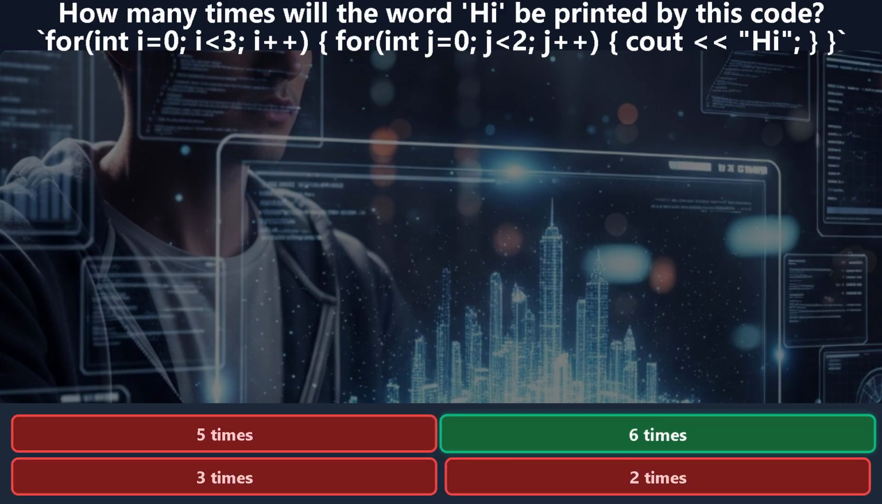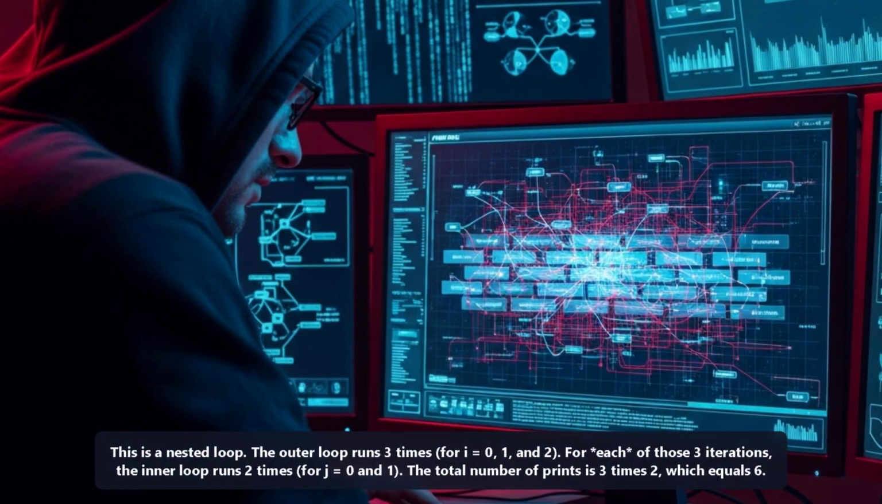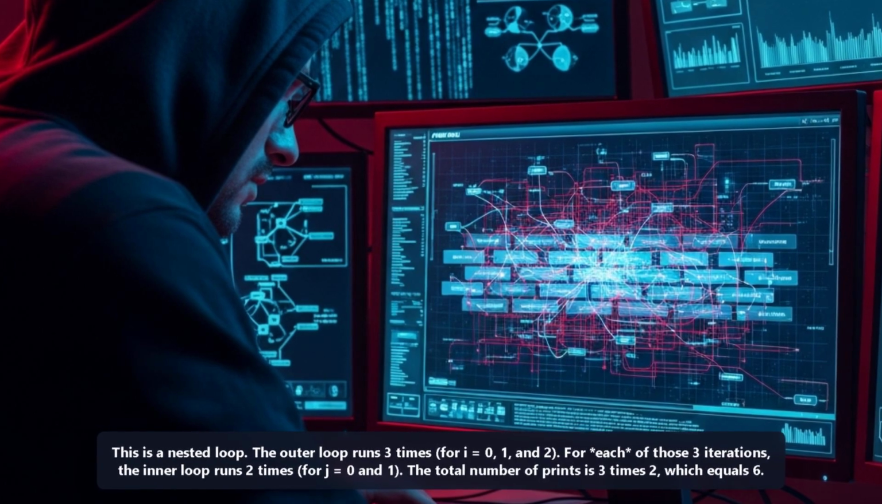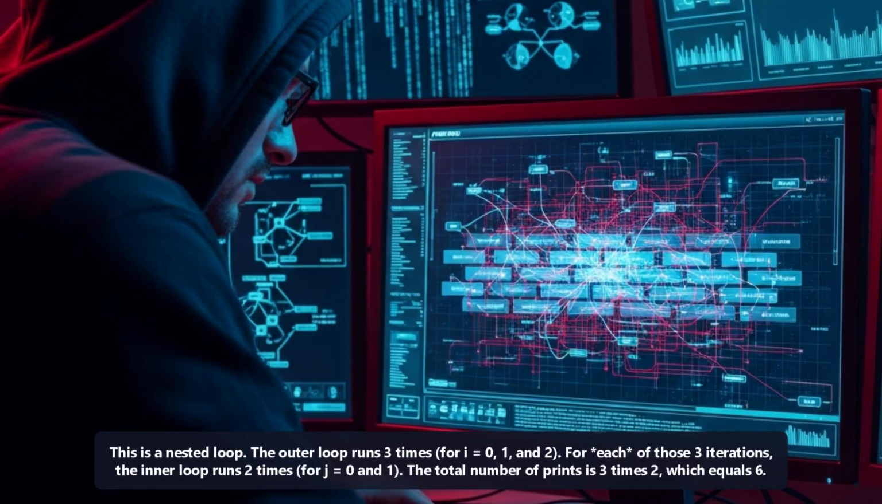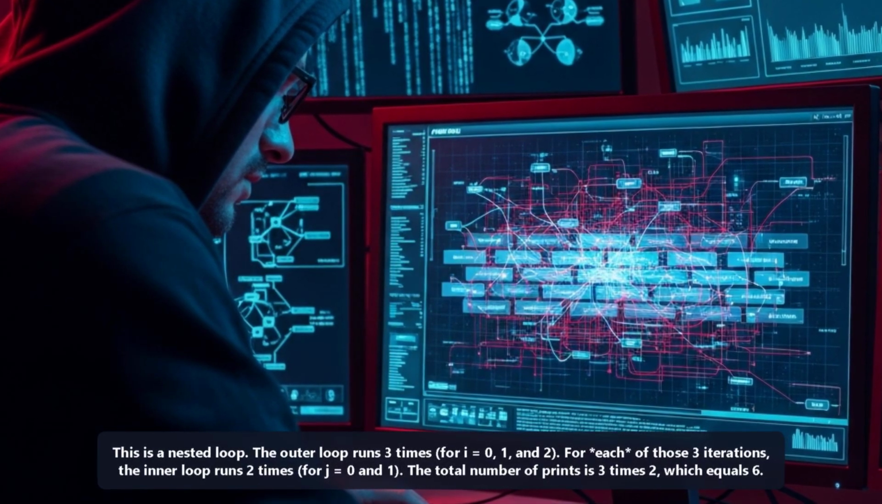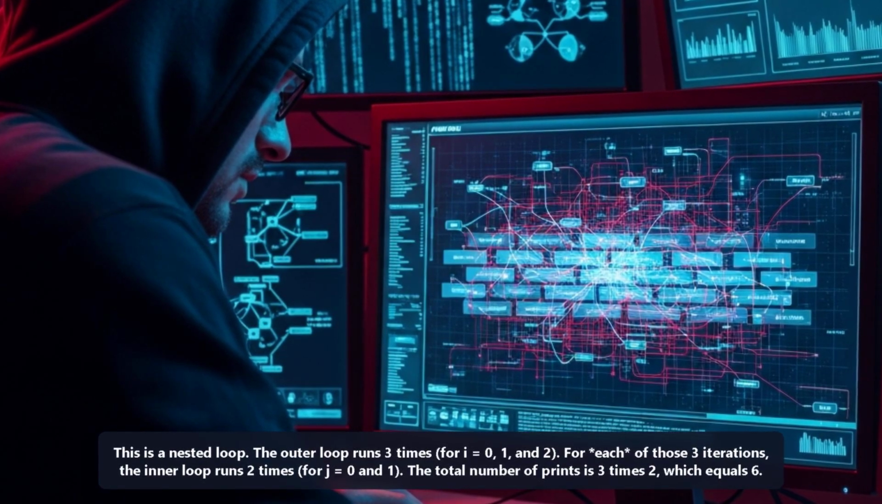Six times. This is a nested loop. The outer loop runs 3 times, for i equals 0, 1, and 2. For each of those 3 iterations, the inner loop runs 2 times, for j equals 0 and 1. The total number of prints is 3 times 2, which equals 6.